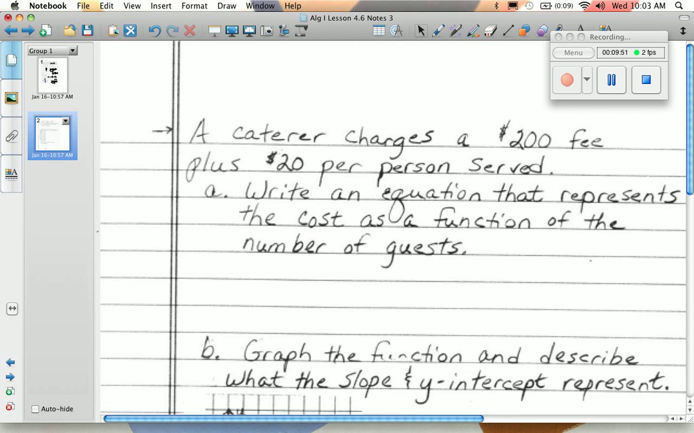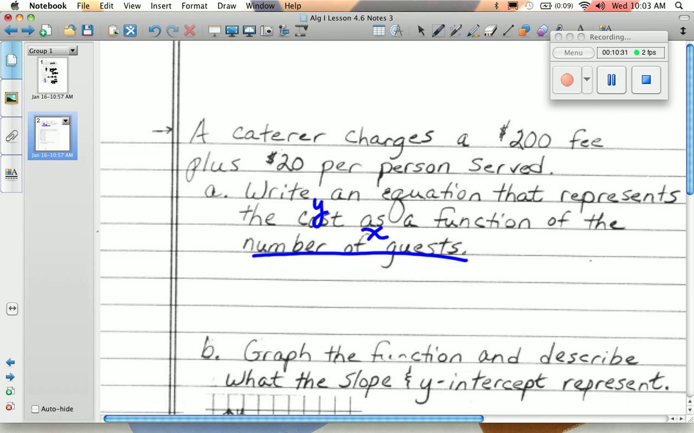Okay, we have a caterer that charges a $200 fee plus $20 per person served. It says write an equation that represents the cost as a function of the number of guests. So is cost x or is cost y? That's y. As a function of the number of guests, so what's our x then? The number of guests is our x value. So the number of guests controls what the total cost will be, right?